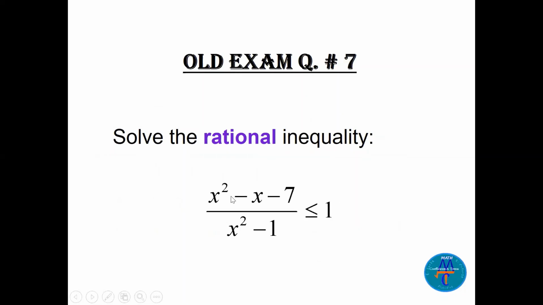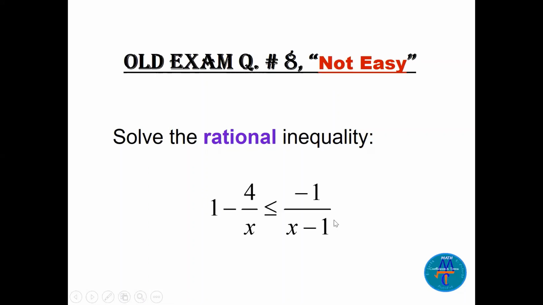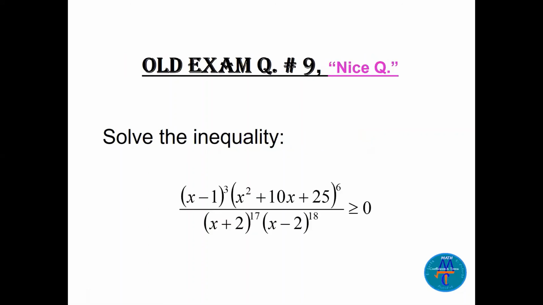Number 6. Another rational here, something less than 1. You have to make it 0. And then number 8 also is rational, 1 minus 4 over x less than minus 1 over x minus 1. This is not easy because there is a little trick inside the question. And number 9, it's already factored, but I will leave the idea for you to think. How can you make a big table? Think of the idea, then you will check the solution. So look at number 9 here.